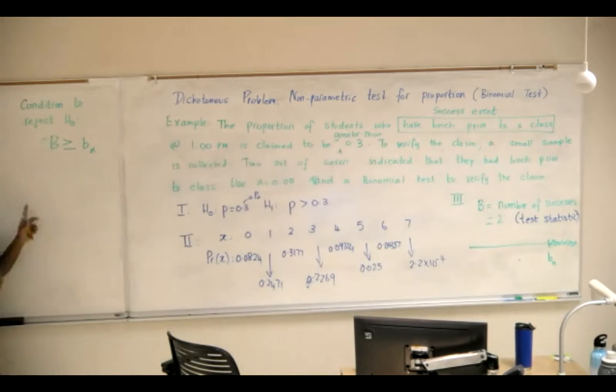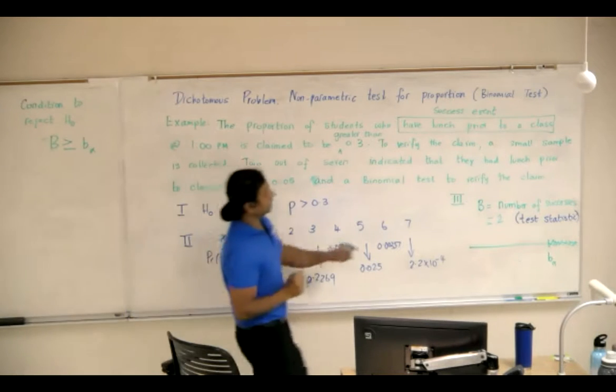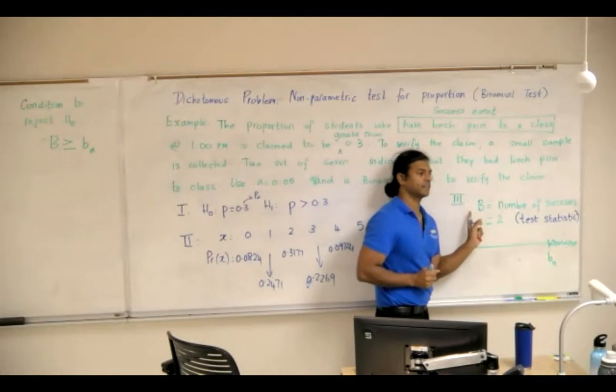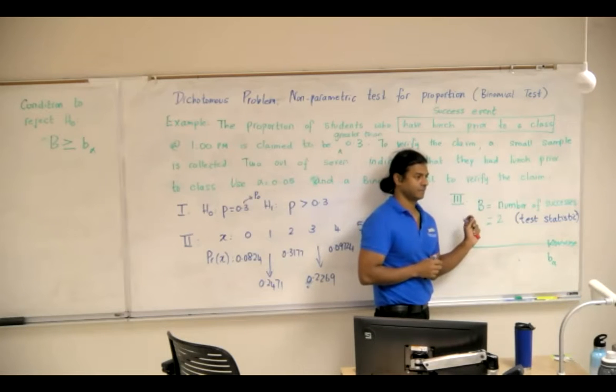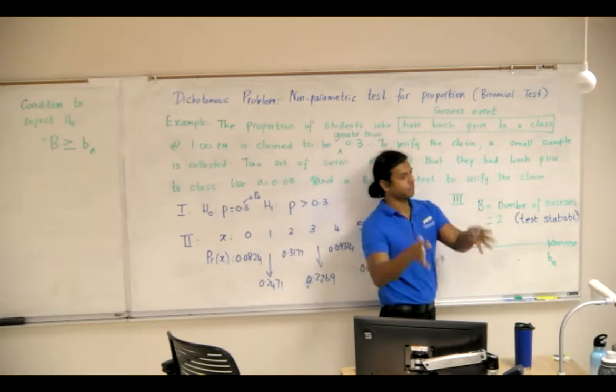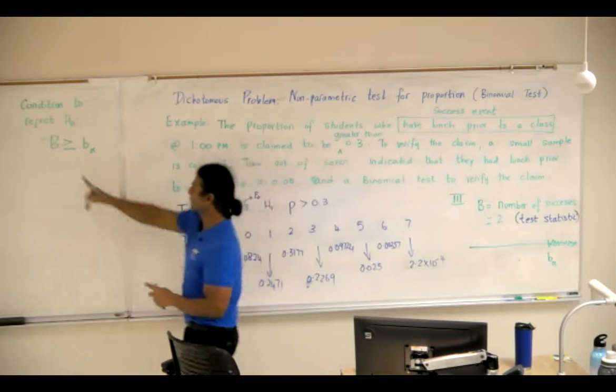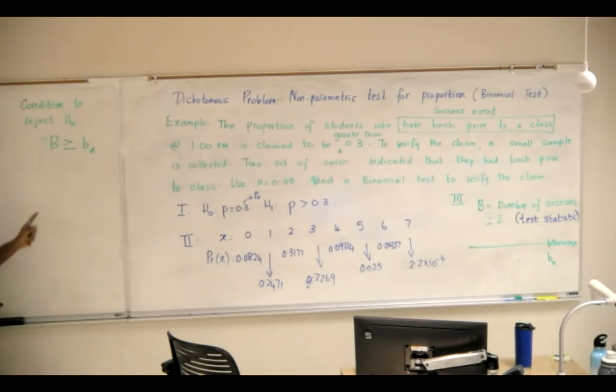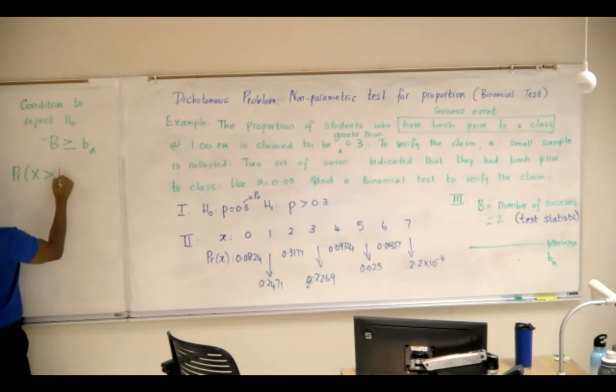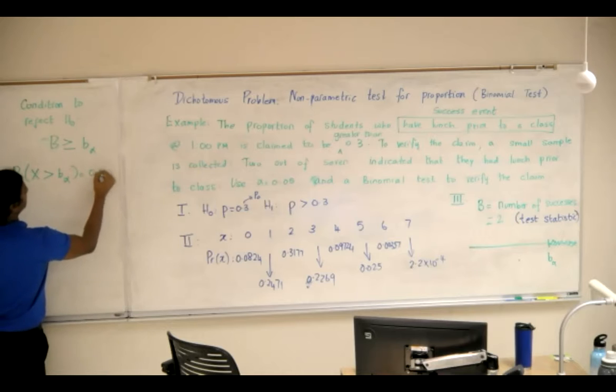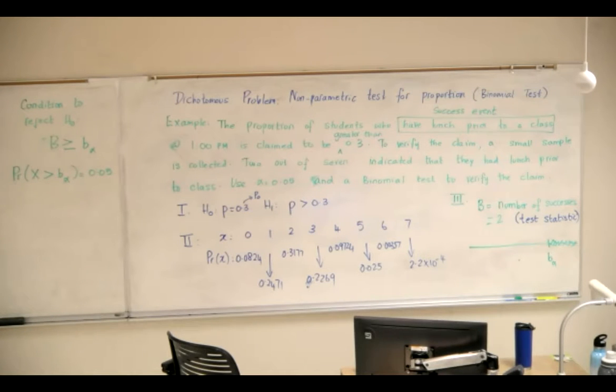Why do you use B for the number of successes instead of X? I'm just using the notation that the test statistic is denoted using the letter B. And B is X, the number of successes. So test statistic, critical value. The critical value is chosen in such a way that the probability, let's just call it X, greater than or equal to B sub alpha is equal to 0.05. So that is our condition.